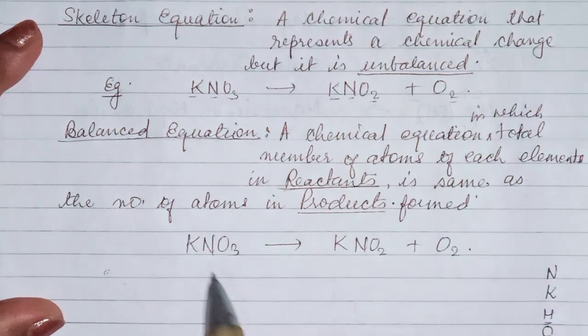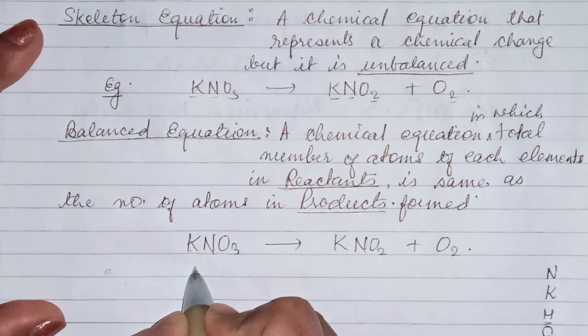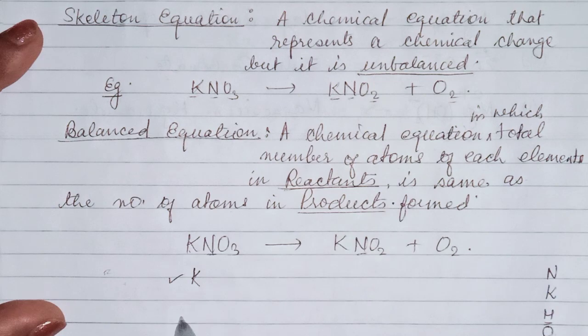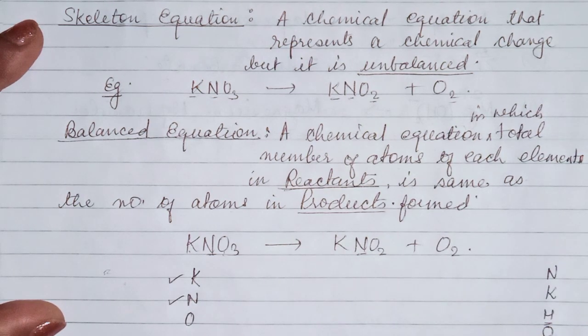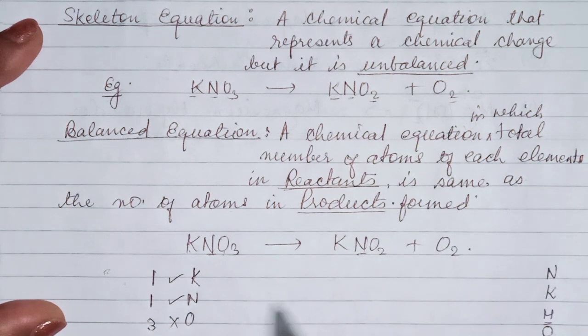Now see here what we can do. Potassium, this side is 1, this side is 1. It is balanced. Nitrogen, this side is 1, this side is 1. Nitrogen is also balanced. Oxygen, this side is 3 and this side is 4, so it is not balanced. Potassium 1 both sides balanced, nitrogen 1 both sides balanced, oxygen 3 this side and 4 this side, so it is not balanced. So you have to do balancing for oxygen.